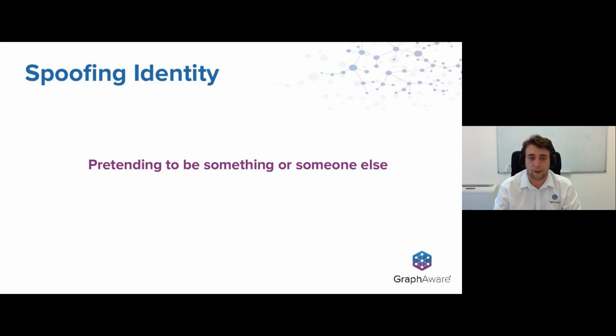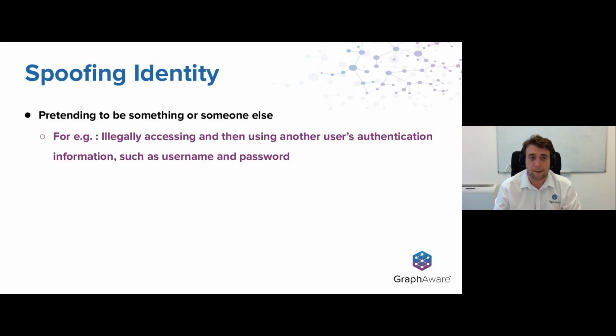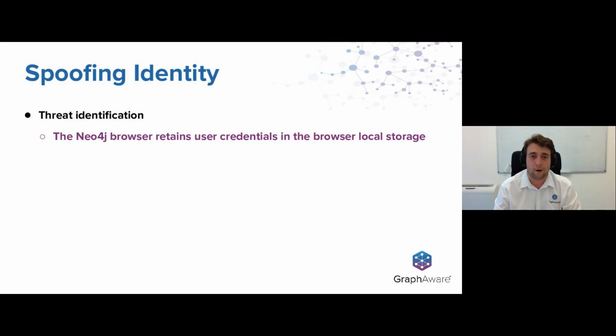So in Neo4j, there is some potential for spoofing identity. To be sure, the definition is really illegally accessing and then using another user's authentication information, such as username and password, right? So if we take the Neo4j browser, if I go to one of my colleagues' laptops and his Neo4j browser is open and he didn't change any setting, I can actually spoof his identity. How?